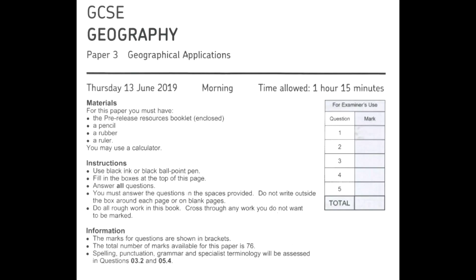And then lastly, the 3rd exam, geographical applications. This is a shorter exam, it's an hour and a quarter, 76 marks, Thursday the 11th of June. Now this is split into 2 different sections. You've got the issue evaluation, which you're going to be using the pre-release booklet, which is out 12 weeks before the exam, which is going to be out on Thursday the 19th of March 2020.